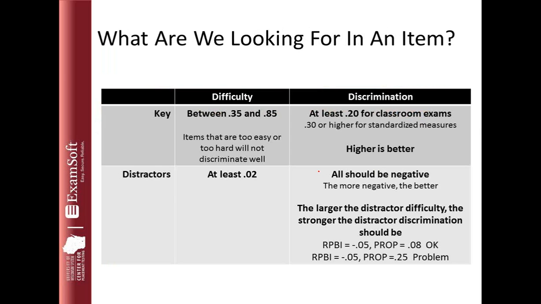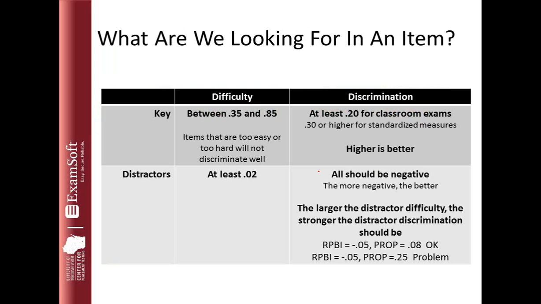As far as distractors, you want your wrong answers to have negative RPBIs. If they are negative, that suggests that the students who are picking them are the ones who are not as high functioning, not as successful overall. That's exactly what you're looking for.